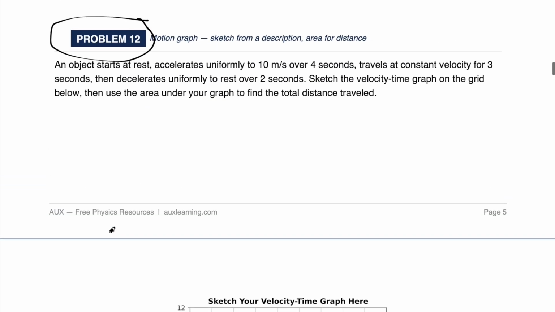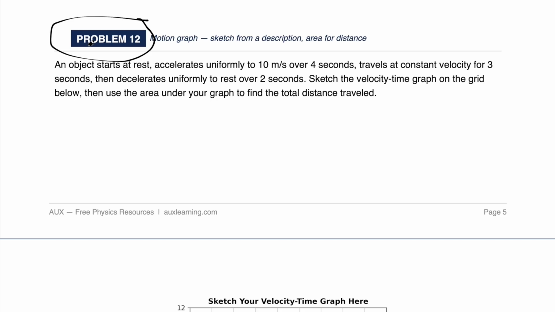And here we're going to sketch a motion graph from a description. An object starts at rest, accelerates uniformly to 10 meters per second over 4 seconds, travels at constant velocity for 3 seconds, then decelerates uniformly to rest over 2 seconds. Sketch the velocity time graph on the grid below, then use the area under your graph to find the total distance traveled.